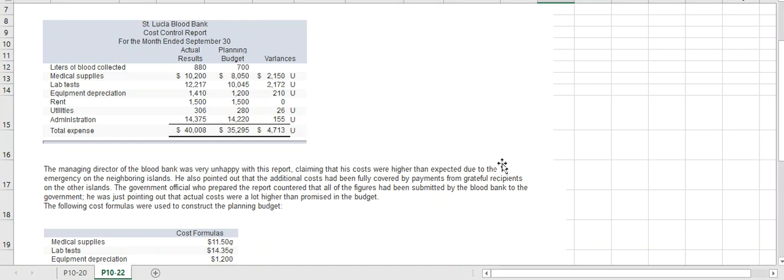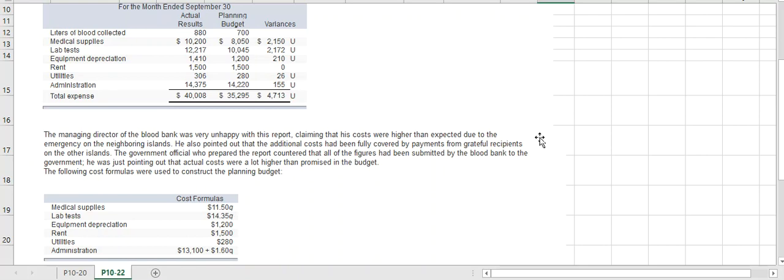So the managing director pointed out the additional costs have been fully covered by payments. The government official who prepared the report countered that all the figures have been submitted by the blood bank to the government. He was just pointing out the actual costs were a lot higher than promised in the budget.